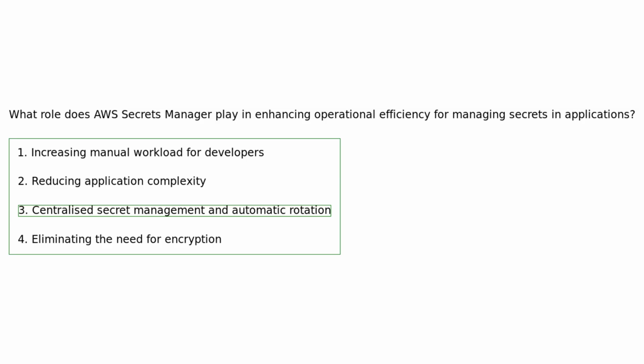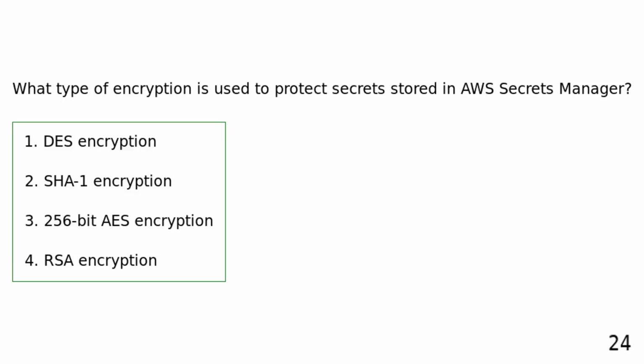AWS Secrets Manager enhances operational efficiency for managing secrets in applications by providing centralized secret management with features like automatic rotation, simplifying secure access to sensitive information and reducing the burden on development teams. What type of encryption is used to protect secrets stored in AWS Secrets Manager?